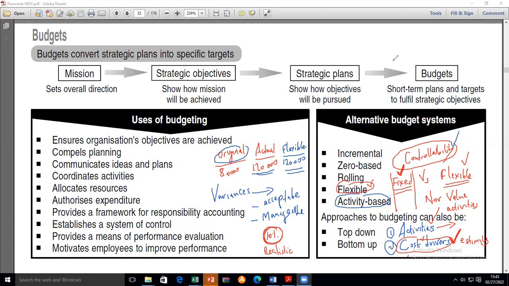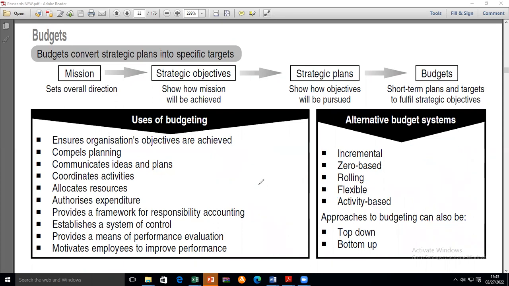Repeat on zero-based budgeting. So somebody says, let's talk about zero-based budgeting again. So zero-based budgeting, the basis is incremental budgeting. We are saying that incremental budgeting has a weakness.